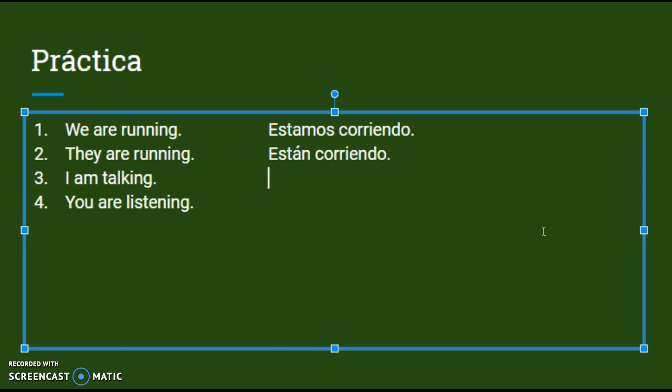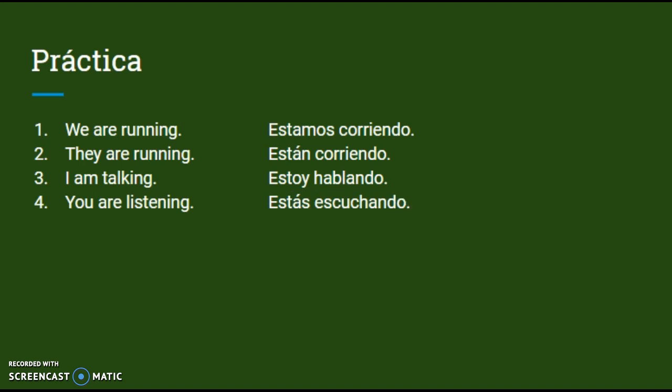Let's do an AR example. I am talking. I form of estar is estoy. To talk is hablar. Take off my AR, add ando. You are listening. If I'm doing tú, that would be estás escuchando, since I took off my AR ending and added ando. Some of you might have heard of a song, bailando. That means dancing, so that would be another example of this.